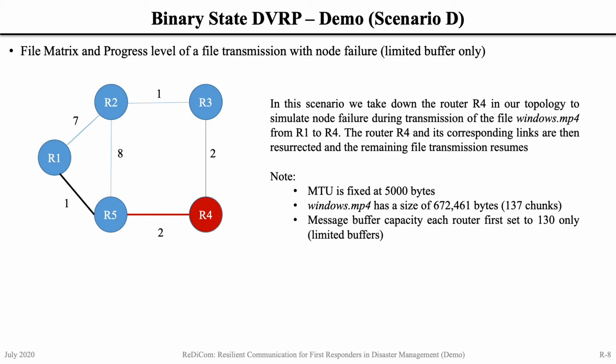Finally, we look at what happens during a file transmission between two nodes at a given time in the network when node failures are possible and the routers have limited buffer capacity available to them. To demonstrate this, we reuse the file transmission of Windows MP4 from R1 to R4, but in this case, during the transmission, we take down R4. After a short period, we will resurrect R4 again so that the interrupted file transmission can resume.